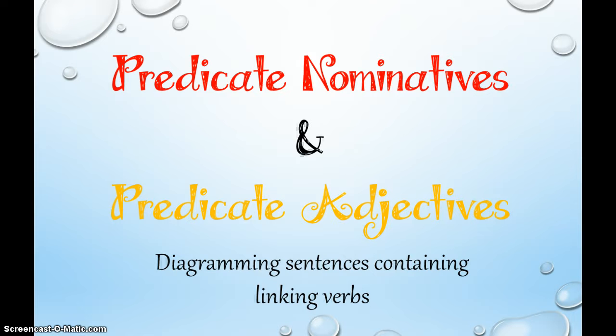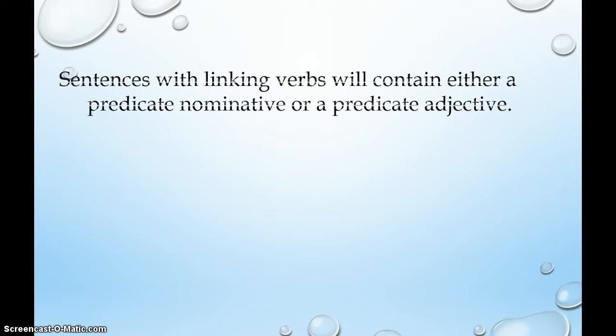Today we are going to discuss predicate nominatives and predicate adjectives. In other words, we will be looking at diagramming sentences that contain linking verbs. Now for today's lesson, it is important that you know and can identify linking verbs. We will not be discussing them in depth in this lesson, so if you're not sure about them, make sure you look them up on your own and review them.